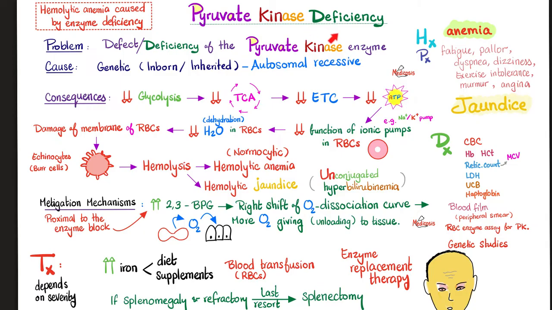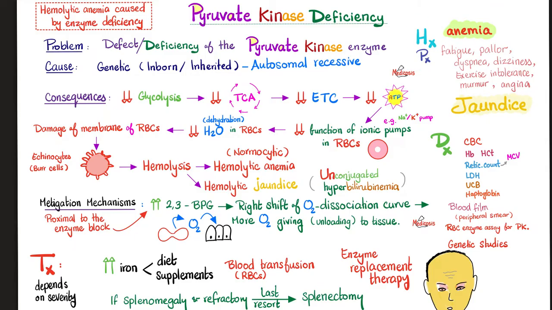Let's summarize everything about pyruvate kinase deficiency in one slide. The problem is a deficiency of pyruvate kinase enzyme. Who's going to suffer the most? The cell that is the most dependent on glycolysis, which is the red blood cell. Dehydrated red blood cell, damage to the membrane, echinocyte, rupture, hemolysis, hemolytic anemia, which is normocytic, and hemolytic jaundice, which is unconjugated hyperbilirubinemia. Thankfully, when the enzyme is toast, everything before it goes up, so increased 2,3-bisphosphoglycerate shifts the oxygen hemoglobin dissociation curve to the right. You give more oxygen to the tissue and decrease the severity of the anemia.